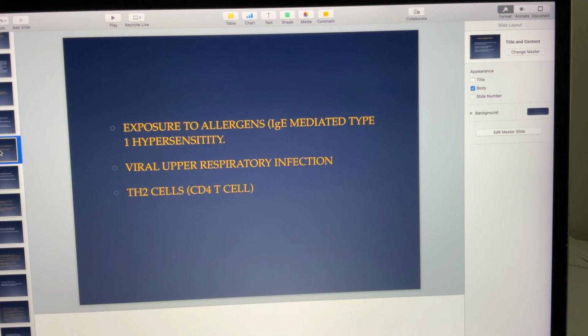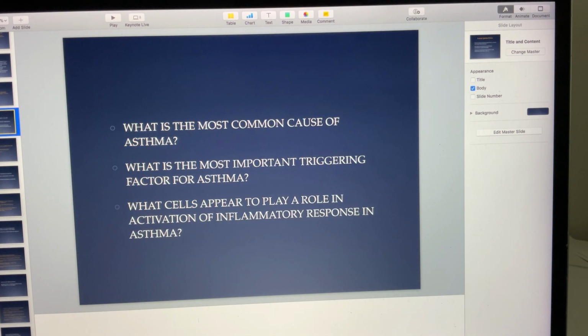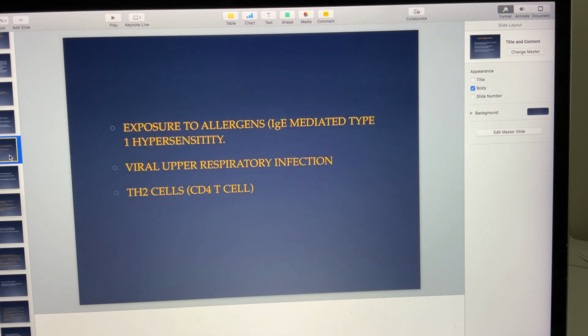And the most important triggering factor is upper respiratory infection. The cell that plays a role in inflammation in patients with asthma is Th2 cells. That's the CD4 T cell.